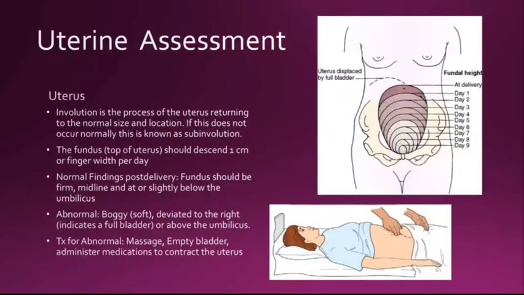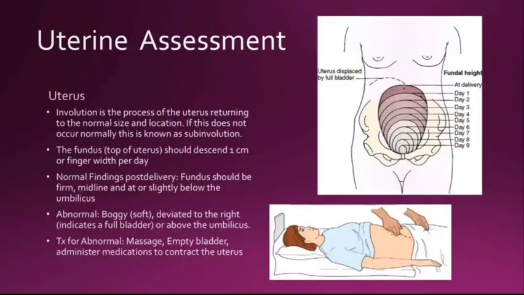So I'm going to talk about what each one of those would mean. So typically, if it is above the umbilicus significantly, that usually indicates that the uterus is not clamping down like it should, which is probably going to lead them to bleed more, which is not something we want to occur. If it is soft, it is not contracted. So we need to do something to make sure that it does contract. And if it is deviated to the right, that usually indicates a full bladder. So if it's deviated to the right, you need to empty the bladder and then reassess to see what we have, if it's still boggy or deviated, that kind of thing.